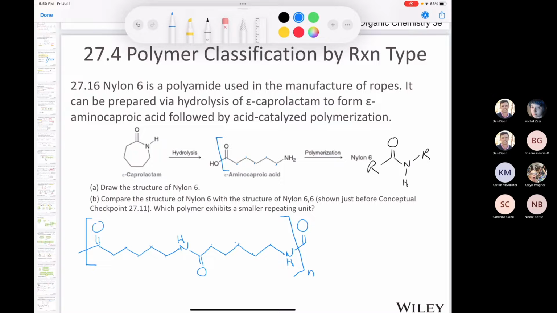That's our repeating unit. And I mean, that's more than the repeating unit because it's asking about the repeating unit. The repeating unit is actually only this part. Okay, this is what repeats over and over. So you could put an N here and say this is the repeating unit. And then it says compare that to nylon 6,6, and decide which one has a smaller repeating unit.